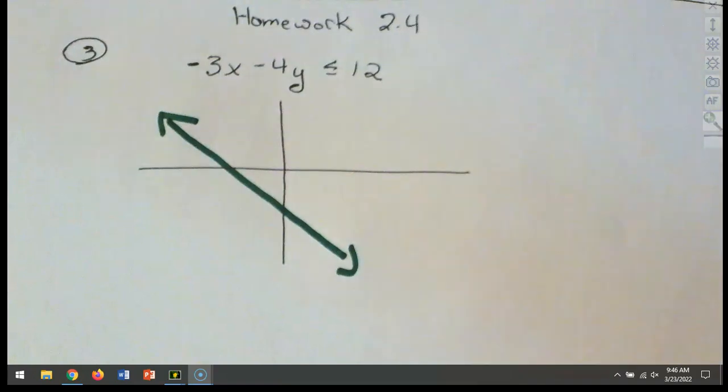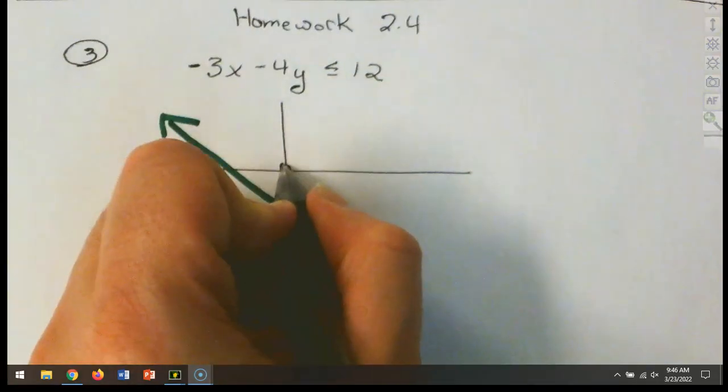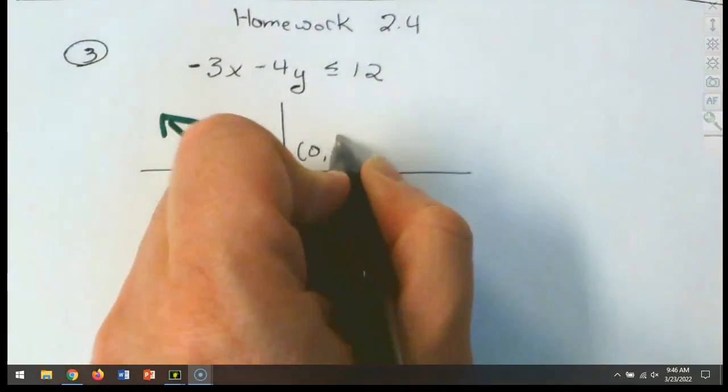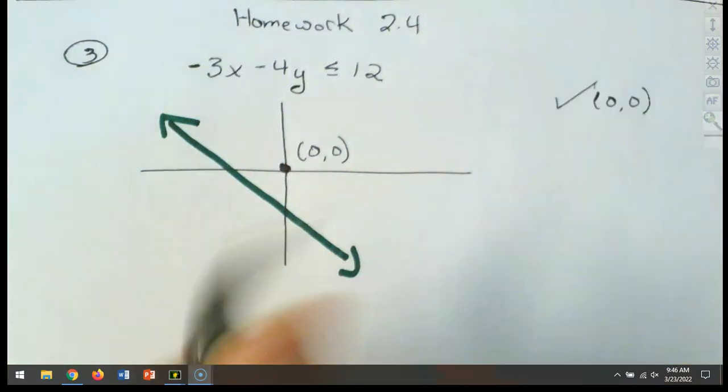So all we have to do is check a point. Now, can we check 0, 0? Yes, because 0, 0 is not on there. So here's 0, 0. We're going to check now 0, 0 in the original.